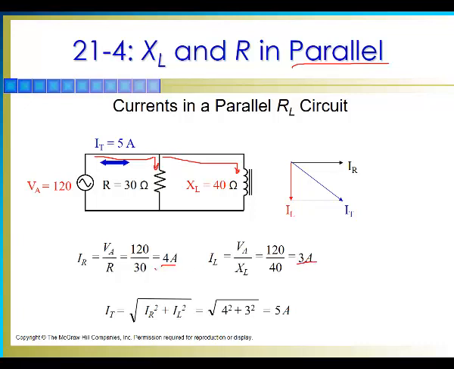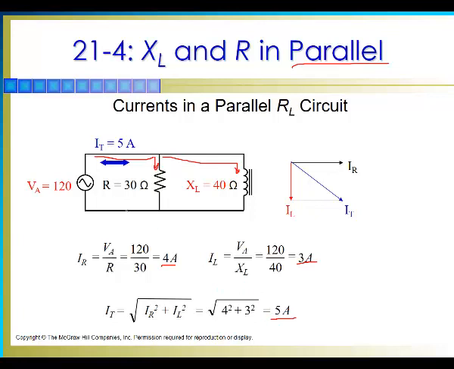But 4 plus 3 is 7, not 5. Just remember that we cannot add this current plus this current arithmetically. We have to use the Pythagorean theorem in order to sum these two because of the 90 degrees phase angle. So that would be 4 squared plus 3 squared equals 25, and the square root of 25 equals 5 amps.